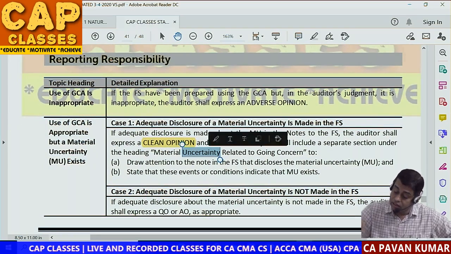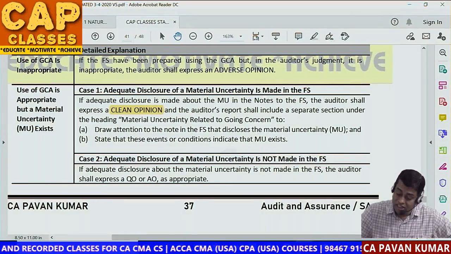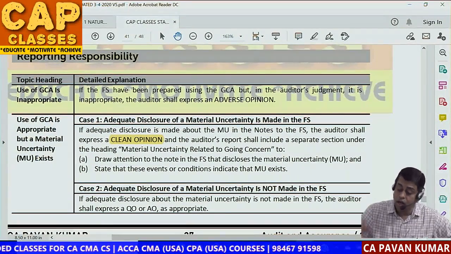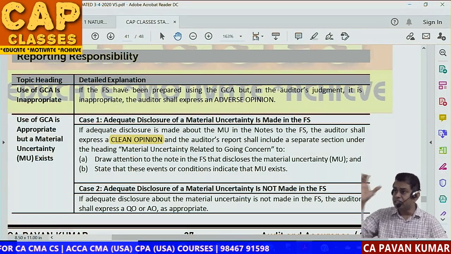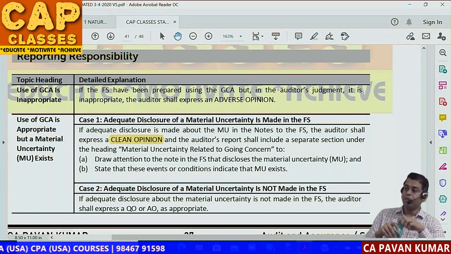Okay. So material. So what is this? If adequate disclosure is made, case 1. What is case one? Now, reporting responsibilities of auditor. First, read part one, like para one. Under detailed explanation, read para one.